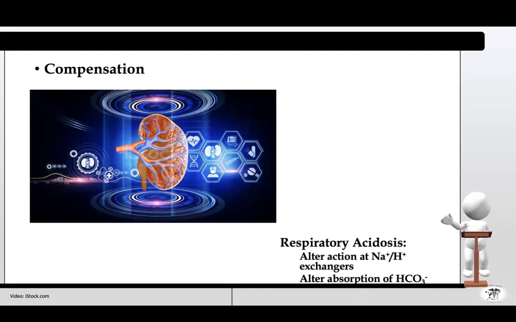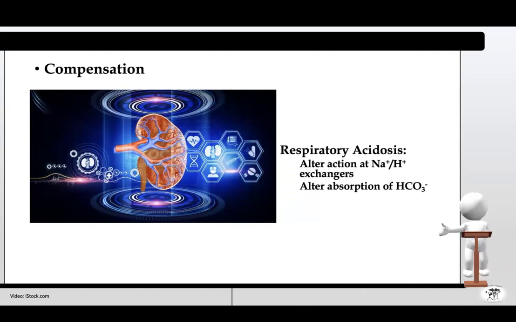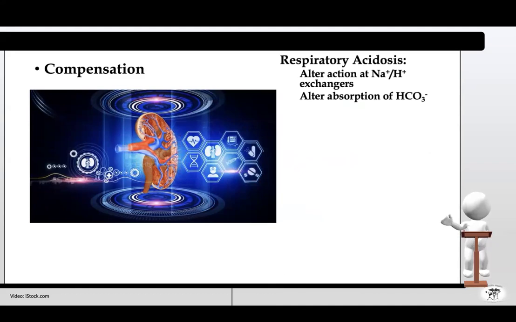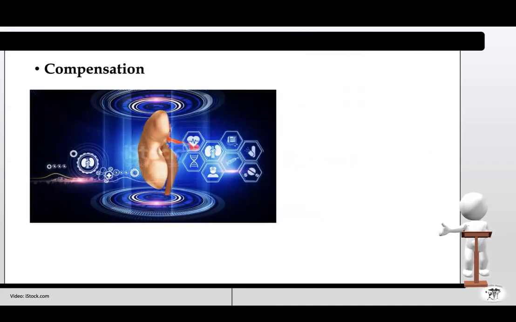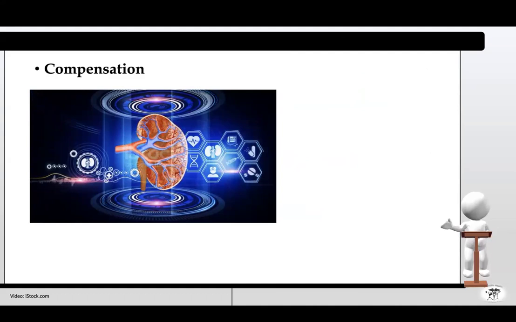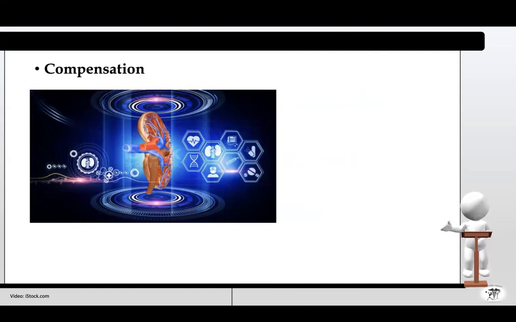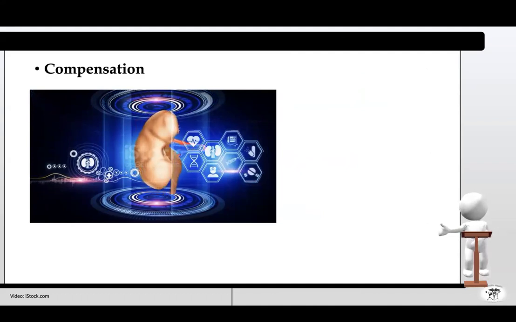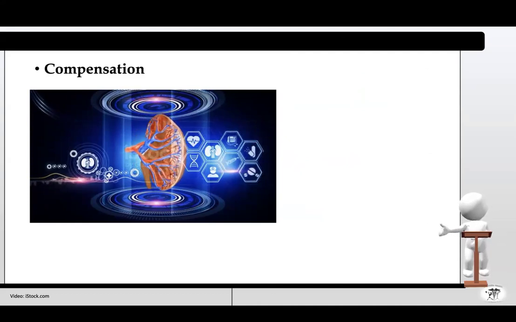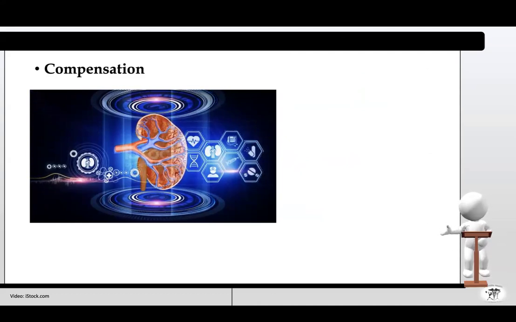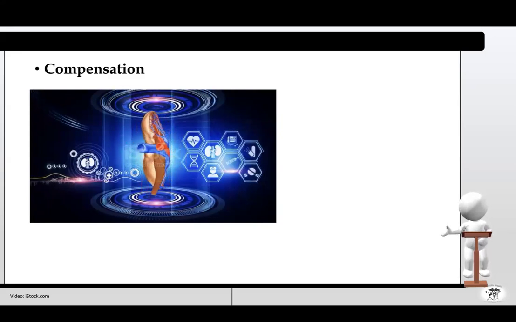What happens if we have respiratory acidosis? Well, we're going to alter our exchange of sodium and hydrogen, and we're going to alter the absorption of bicarb. We're going to increase the absorption of bicarb, increase the secretion of hydrogen ions, and utilize our hydrogen and sodium transporters in order to bring sodium back into the body while excreting hydrogen. When we have issues with those changes in excretions and reabsorptions, that's where we're going to start having the alkalotic and acidotic uncompensated issues that come into play.